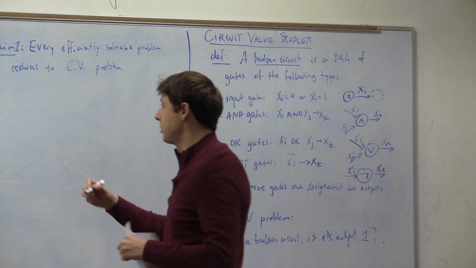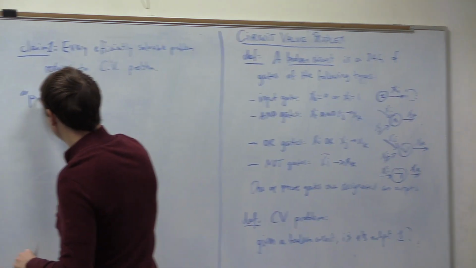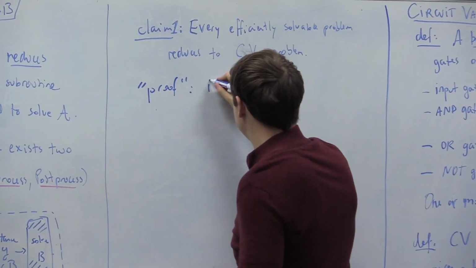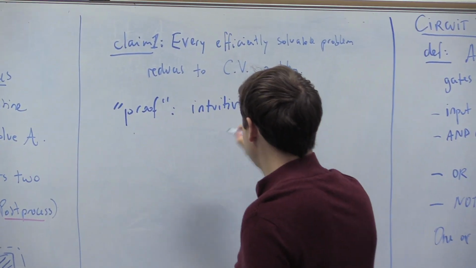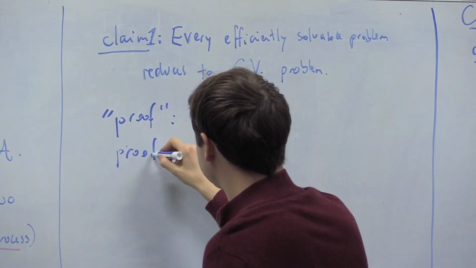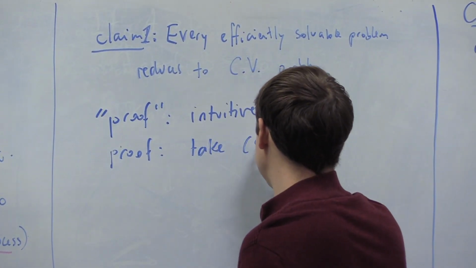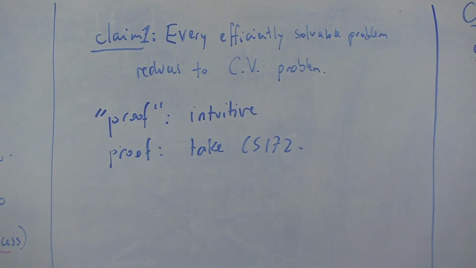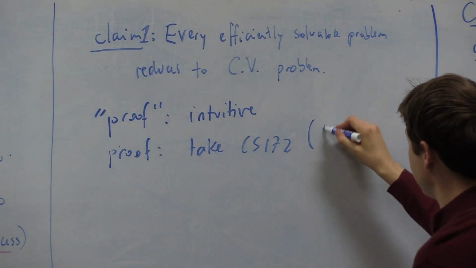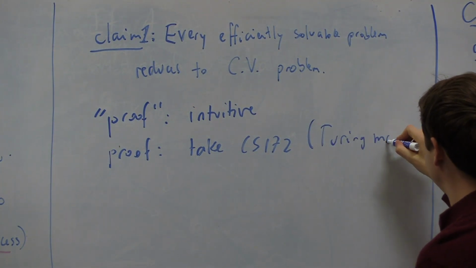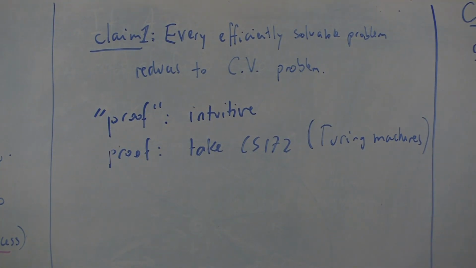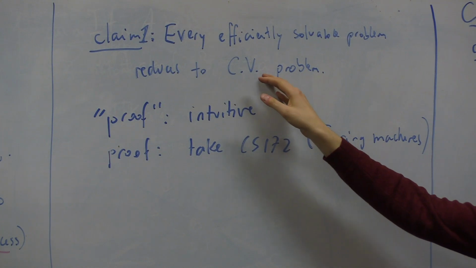Okay? So for now, the proof is intuitive, and the real proof is to take CS172 when it is offered. This involves Turing machines and having a mathematical understanding of computation models. So again, another way to view it is that every time you're solving a problem, you're implicitly finding a reduction to the circuit value problem. Okay, that is what is happening.